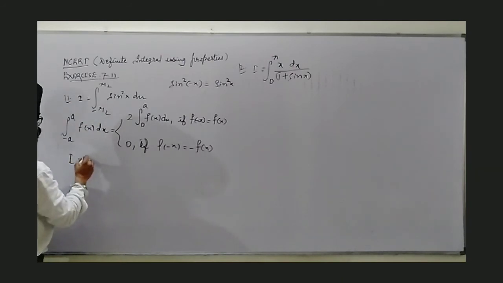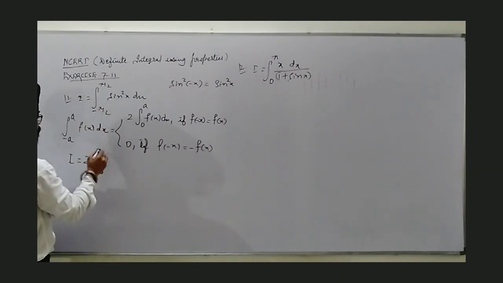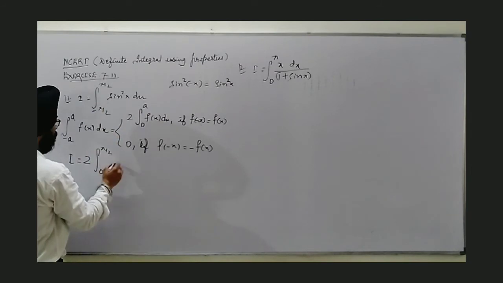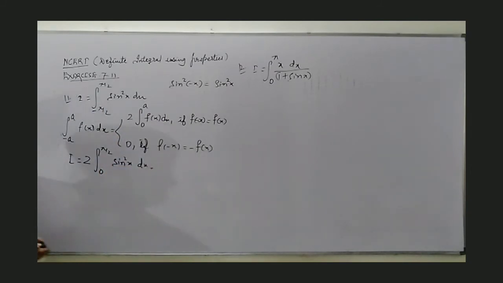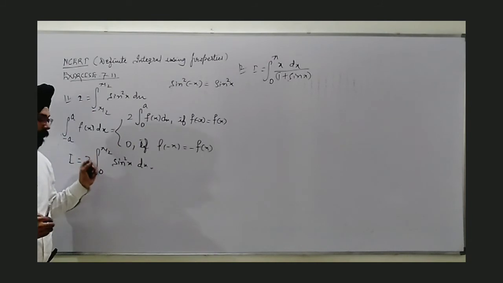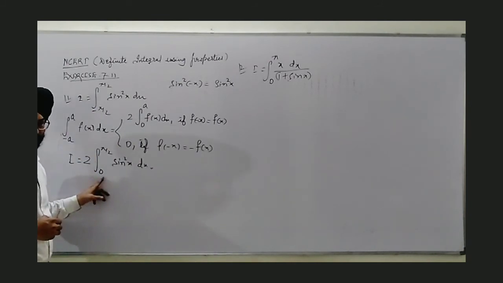The integral can be written as twice of 0 to a, meaning pi by 2, of sine square x dx. Now, this much is the application of property number 7. Further, I see it starts with 0.